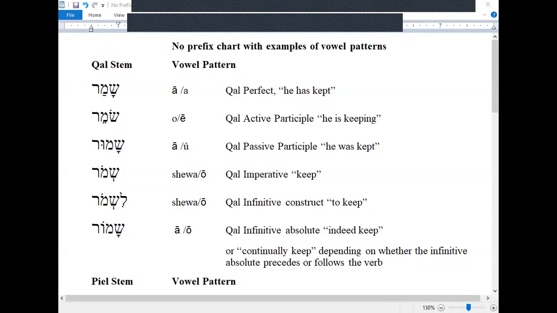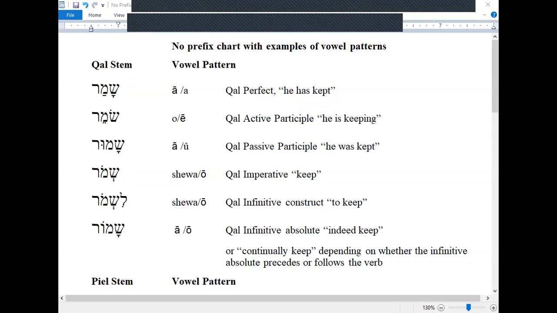Next, we look at the Qal passive participle, and notice as we look at it, the vowel pattern has an A, a long A, qamets, followed by a shureq. And so we would pronounce it as shamur, and that's a Qal passive participle, he was kept. Notice the A-U vowel pattern, long A, and then the shureq shows a Qal passive participial construction.